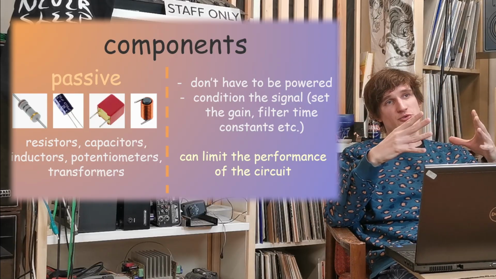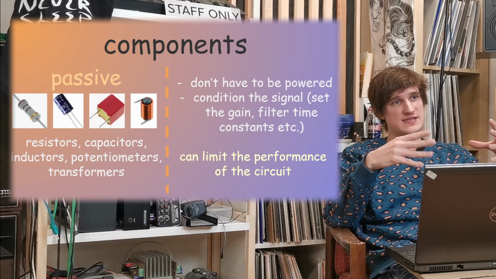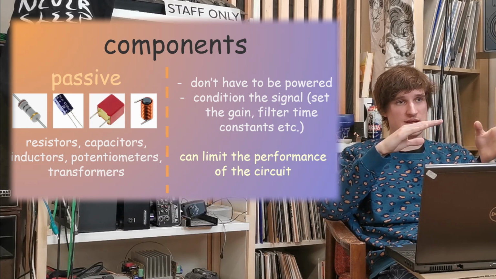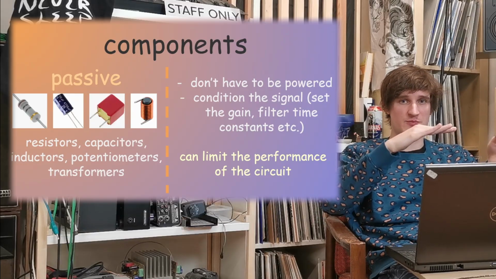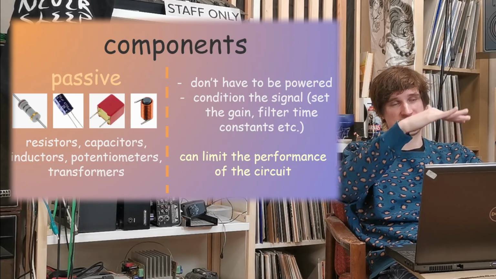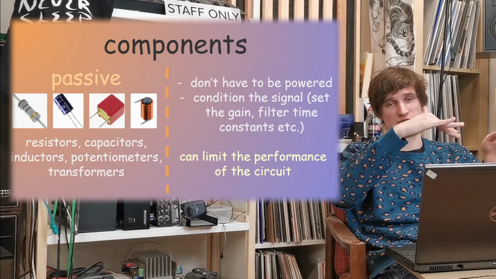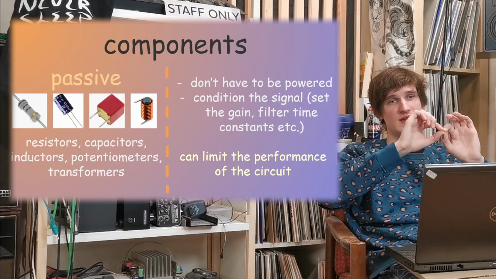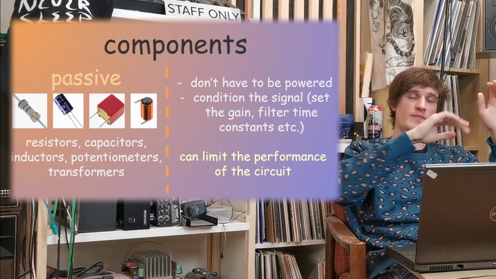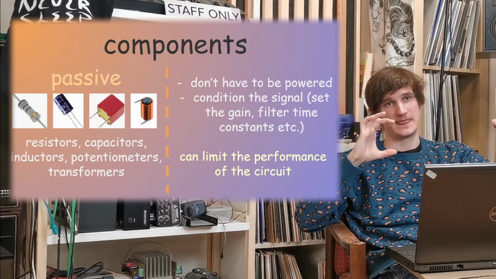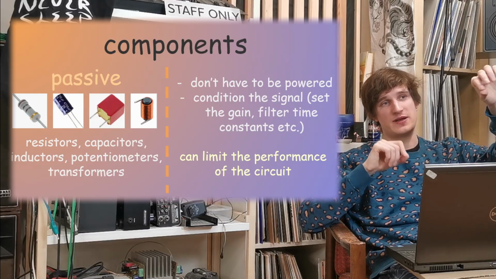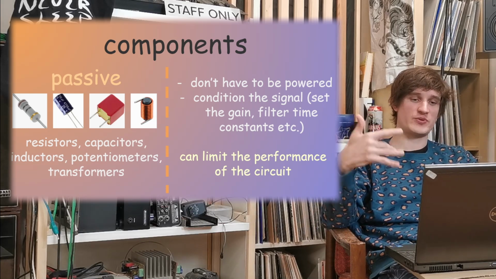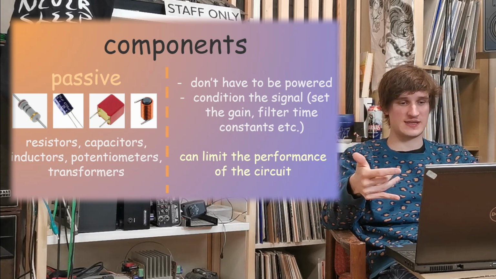For example, thanks to resistors, you can bias the transistor, choose the operating point of the transistor and decide on what region it works. If you bias the transistor, you can get a more linear response or less linear response. You can decide about this by placing resistors in some places, limiting the current. So yeah, passive components are basically to condition the signal.